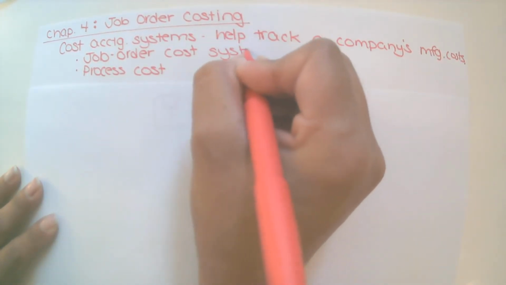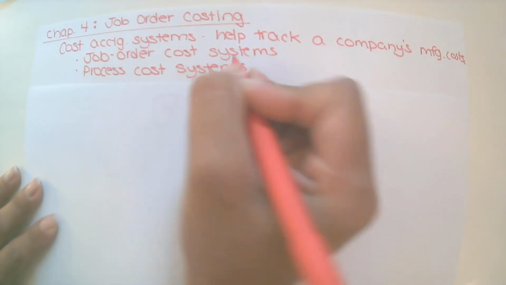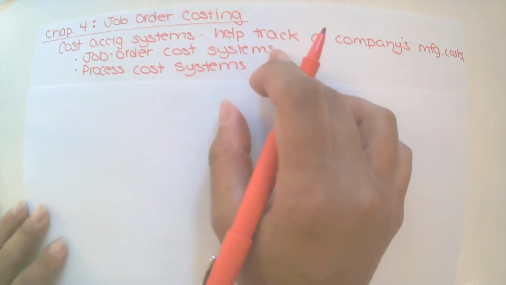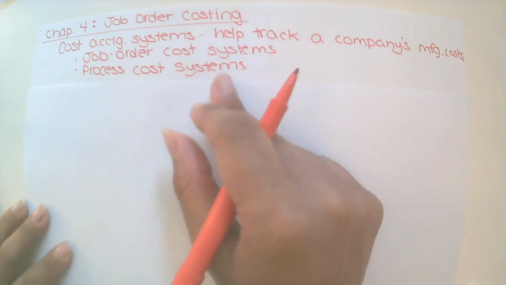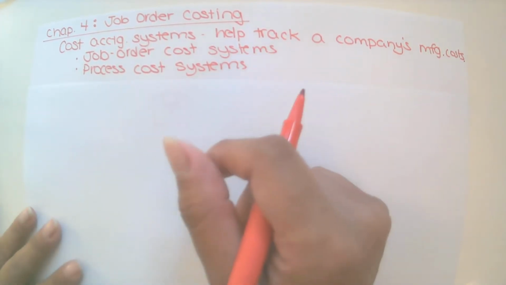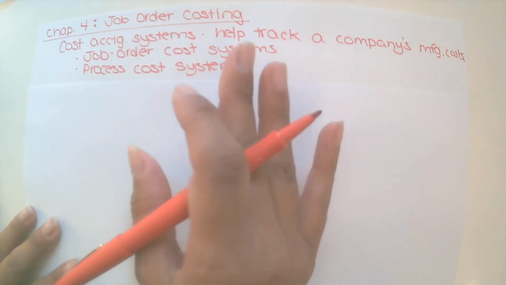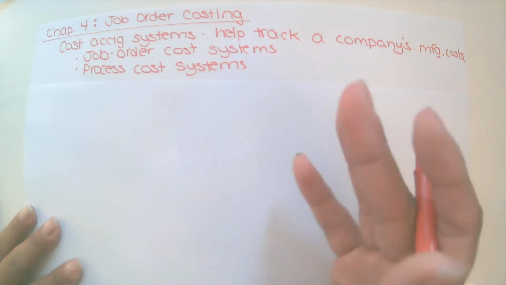I just have to write it all out, don't I? Just have to. Chapter 4 focuses on the first one, job order cost accounting systems. The next chapter will focus on process cost accounting systems. So let's help kind of see some of the differences. A job order cost accounting system will track manufacturing costs by job or by customer.